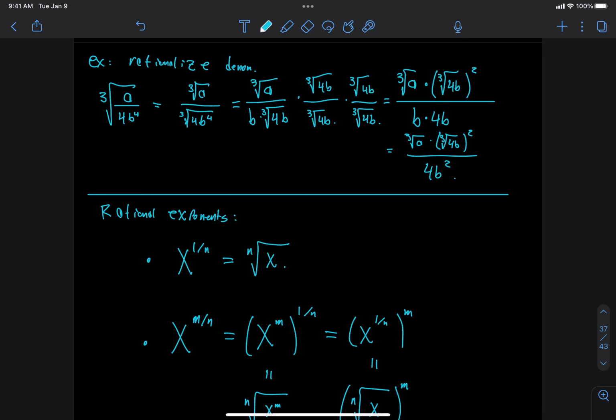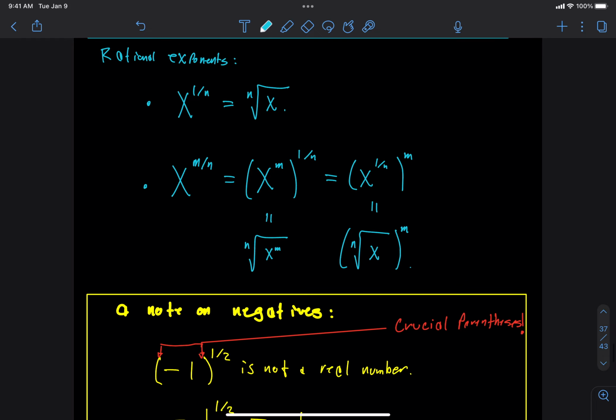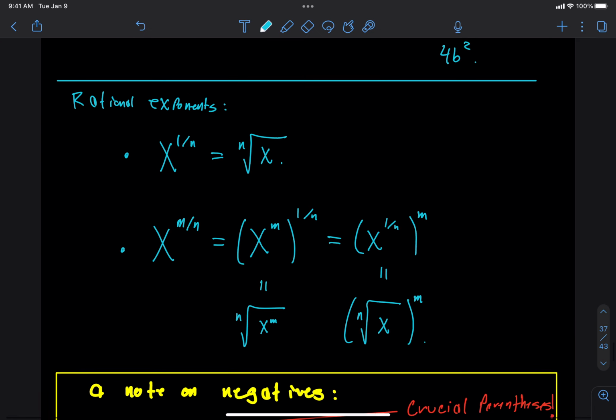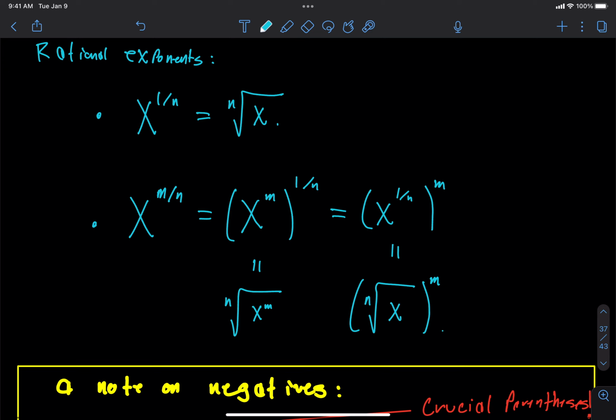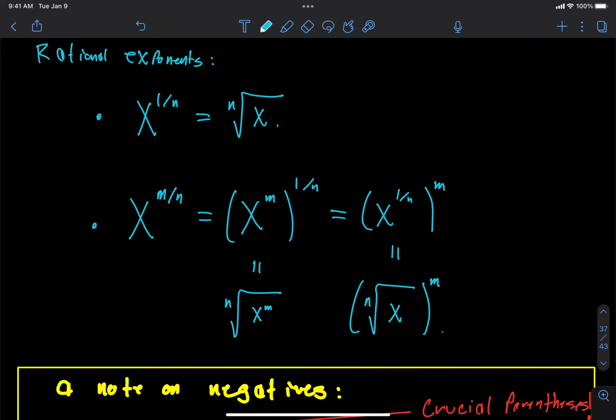Okay, it doesn't seem like there's any other questions, so let's move on to rational exponents. I have been dancing around rational exponents this whole time. It's really kind of strange to me to talk about all of these square roots and nth roots without talking about rational exponents, so I'm glad we're here.